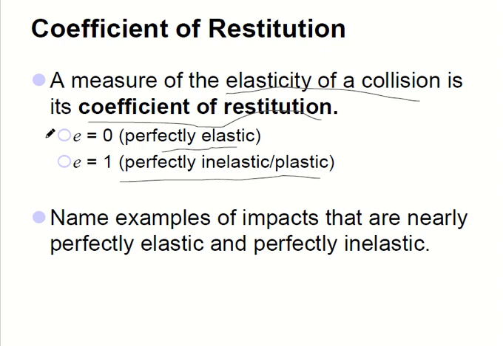Okay, don't get it reversed. I don't know why a lot of the students get these two values reversed. You give me the coefficient of restitution for elastic is 1, and for inelastic is 0, and I don't know how you do that. It's the opposite. Now name the examples of impacts that are nearly perfectly elastic and perfectly inelastic.